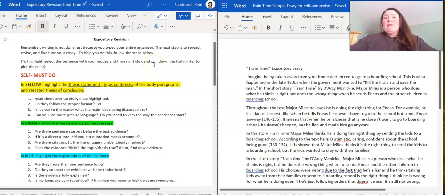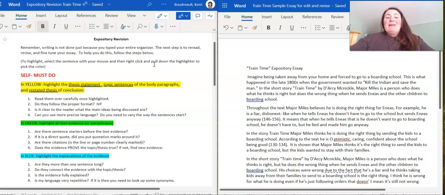Hi everyone, we're going to practice the editing and revision process that your teachers have put in front of you for today for finishing up your essay on Train Time. So what I have on the right hand side of my screen is an essay by a former student, and on the left I have the directions that you're following. And I'm going to work through it, and you're going to work through it with me so you know how to do this to your own writing.